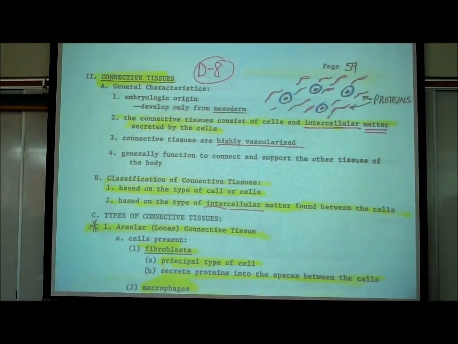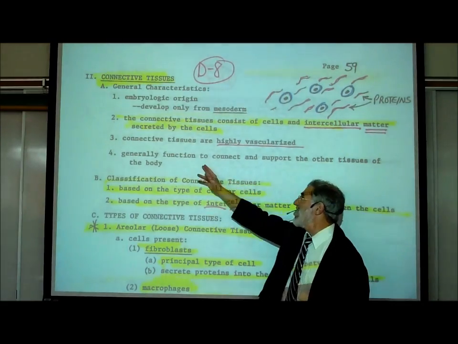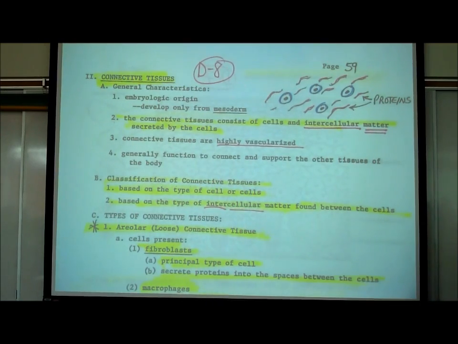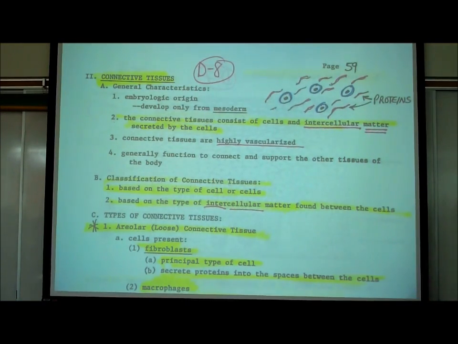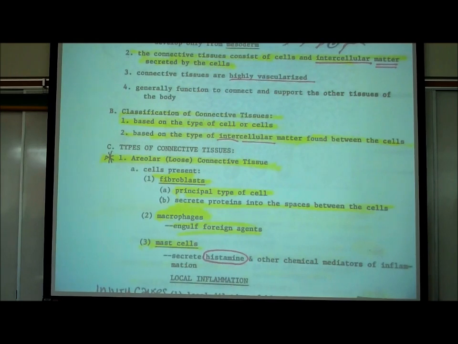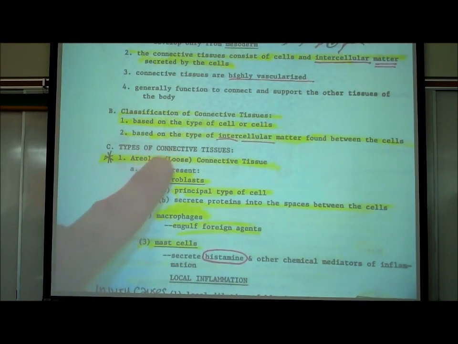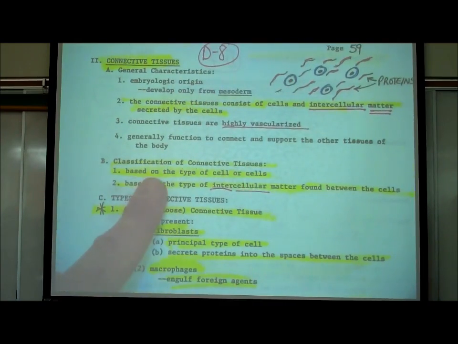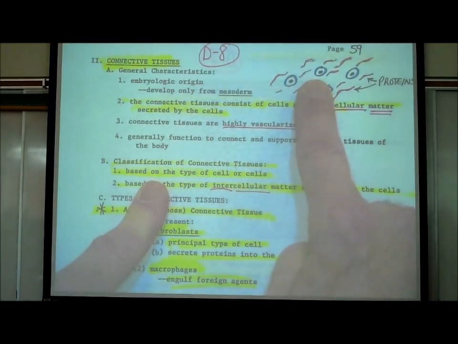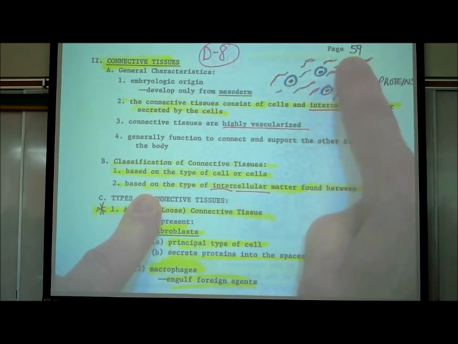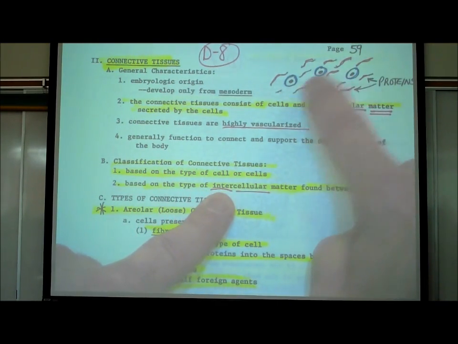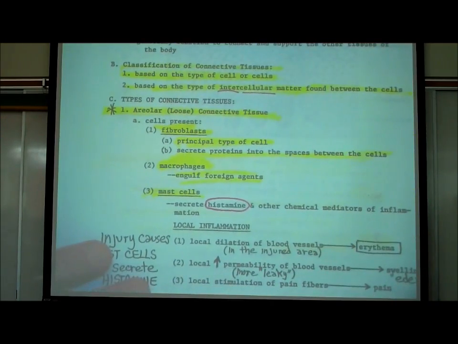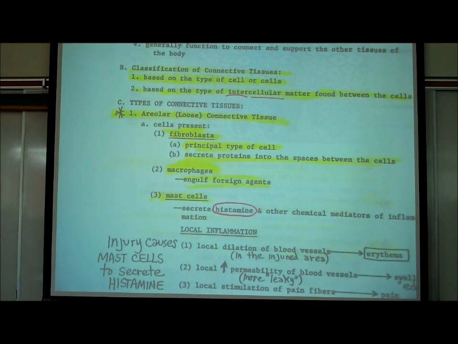Generally, connective tissues are called connective tissues because they act to connect and hold all the other parts of the body together. So now we're going to go through some connective tissues. Now, how do we categorize connective tissue? We classify connective tissues based on, number 1, the type of cells, and number 2, the type of intercellular matter between the cells. So now we're going to give you some examples of different connective tissues, just like we did with different types of epithelial tissues.